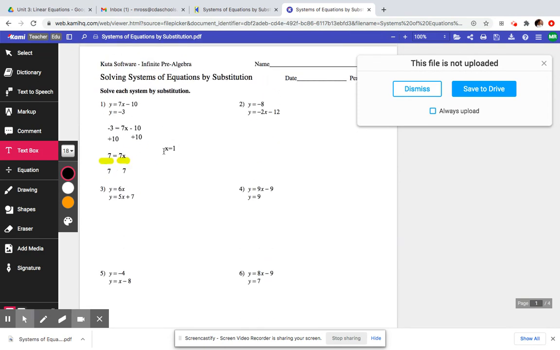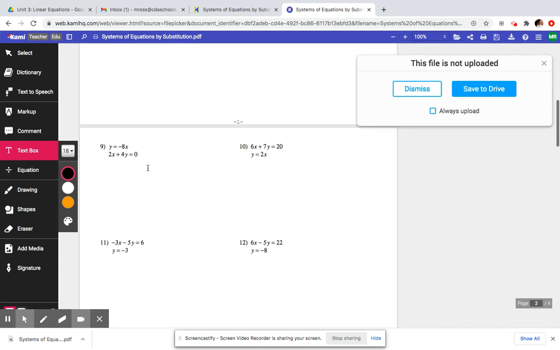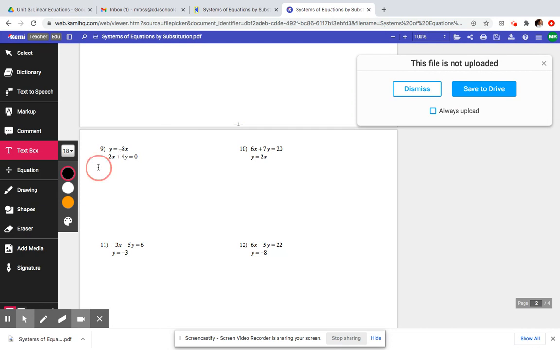So actually, let me come back up here really fast. In order to figure out what y is, or never mind, I'm sorry, that one's good. So here, since we know that y equals negative 8x, everywhere you see y, we can plug in negative 8x. And this is how you do that.